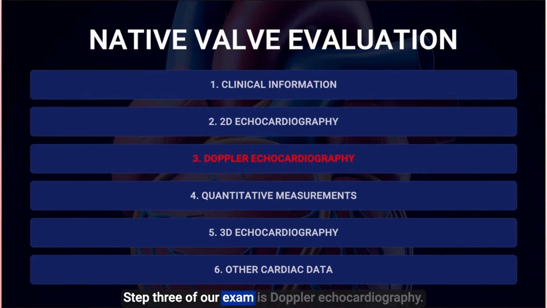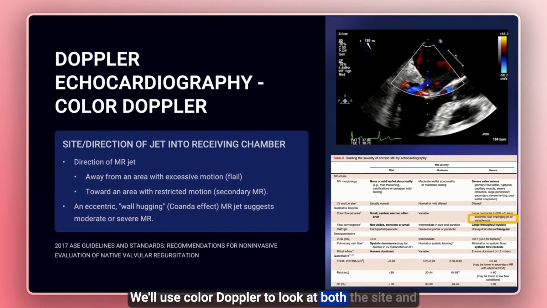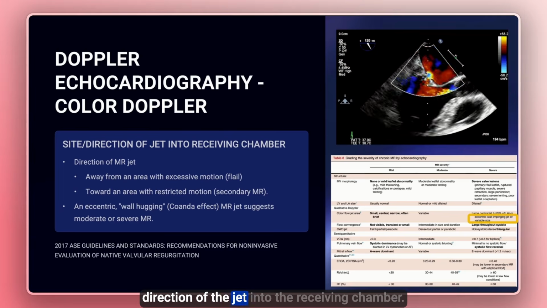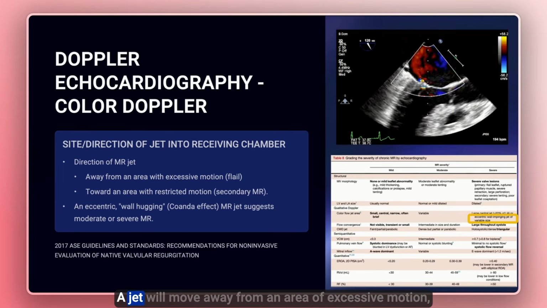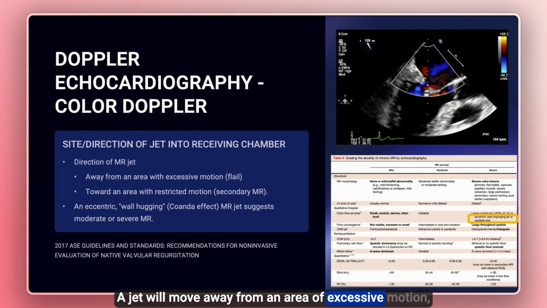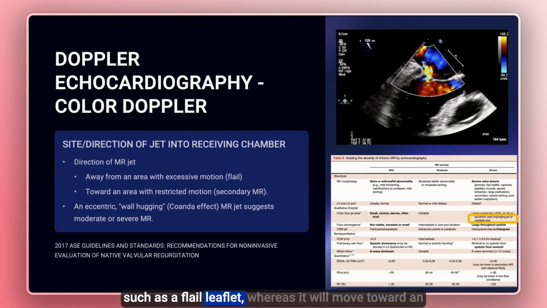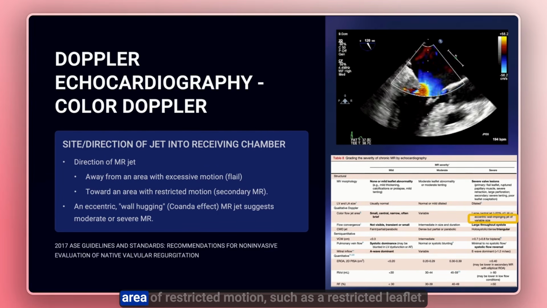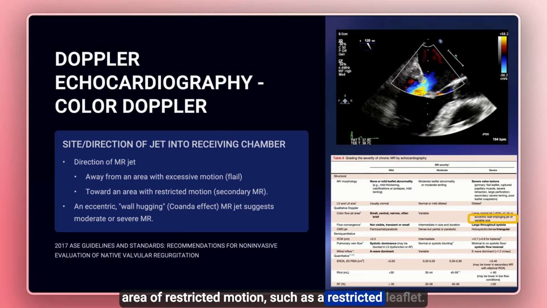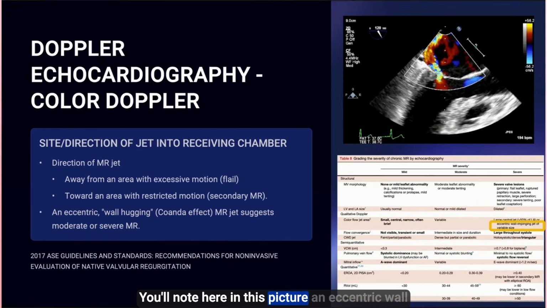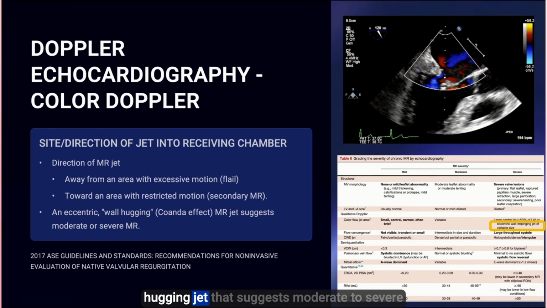Step 3 of our exam is Doppler echocardiography. We'll use color Doppler to look at both the site and direction of the jet into the receiving chamber. A jet will move away from an area of excessive motion, such as a flail leaflet, whereas it will move toward an area of restricted motion, such as a restricted leaflet. You'll note here in this picture an eccentric wall-hugging jet that suggests moderate to severe MR.